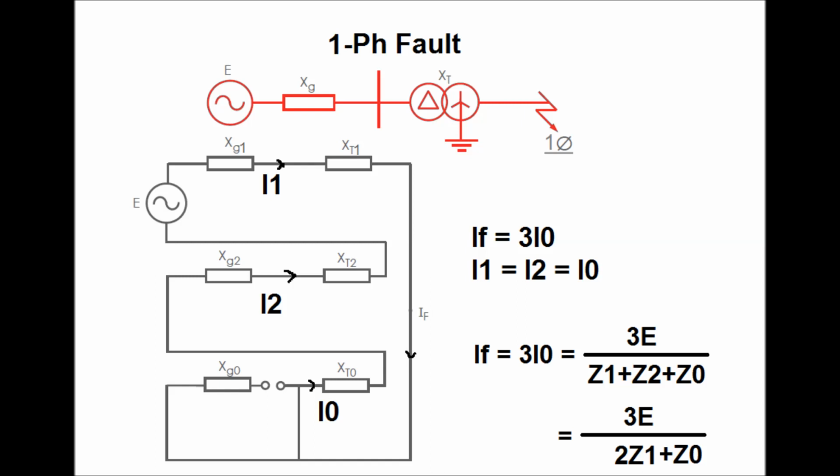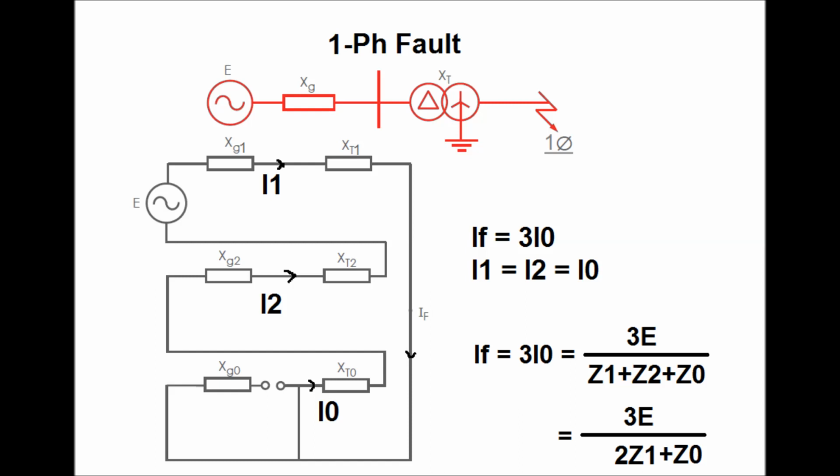Now consider a single phase to earth fault occurring at the same point as earlier for the three phase fault. The sequence network has been shown in this figure. In this case there will be three sequence components of the current in series, that is positive sequence component of current I1 is equal to I2 is equal to I0. I2 is the negative sequence component of current and I0 is the zero sequence component of current.